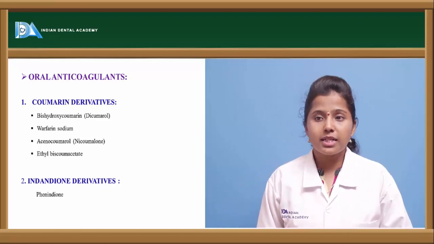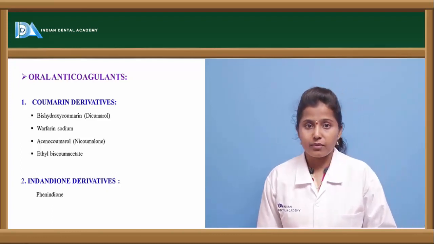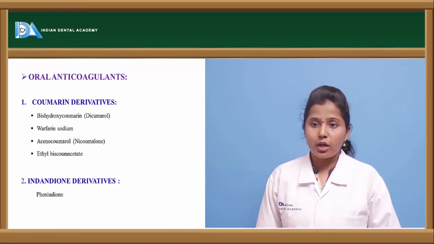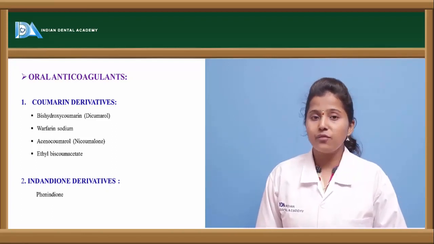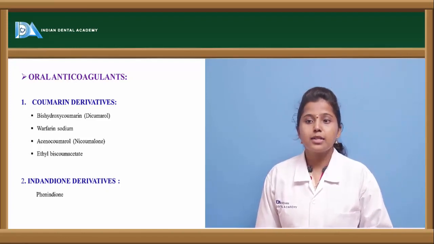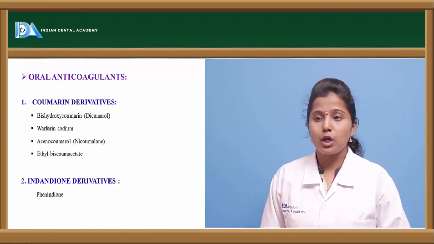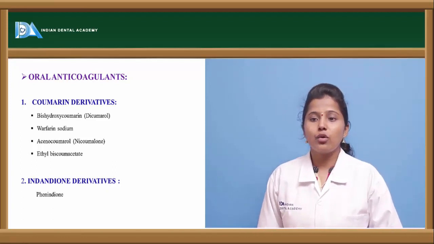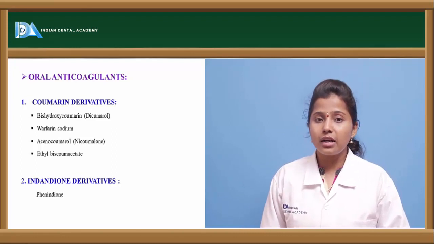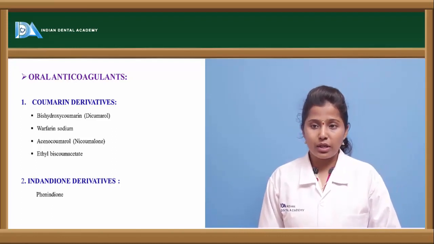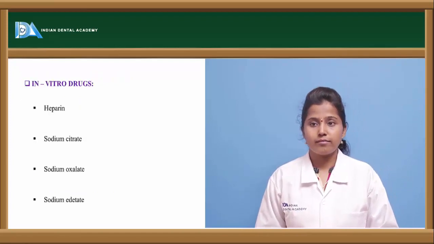Oral anticoagulants include coumarin derivatives. The first category of oral anticoagulants is coumarin derivatives, which include bishydroxycoumarin, also called dicumarol, warfarin sodium, acenocoumarol, also called nicoumalone, and ethyl biscoumacetate. And indane derivatives are another class of anticoagulant drugs. The drug included in indane derivatives is phenindione.